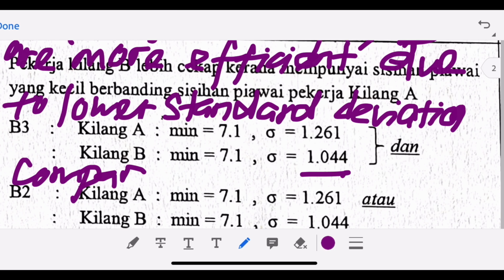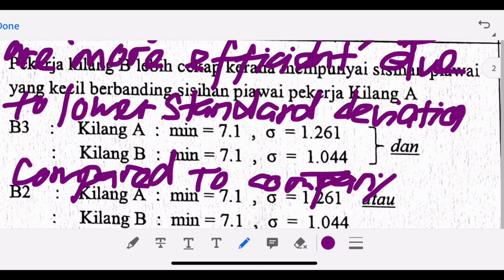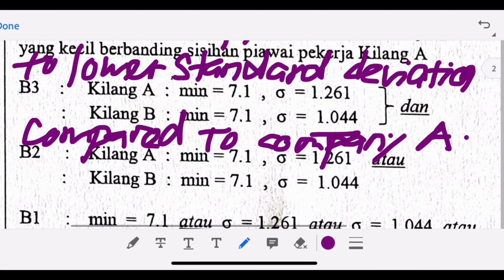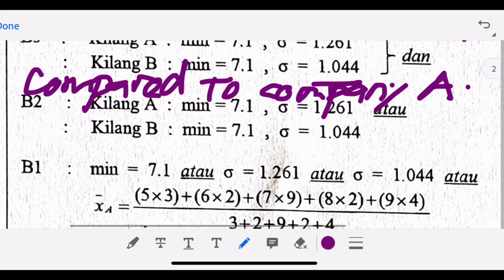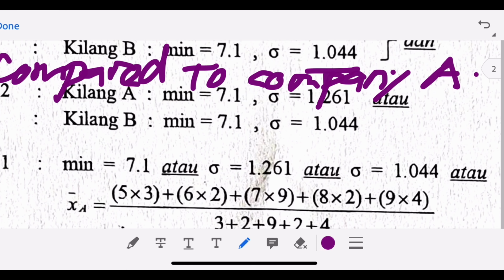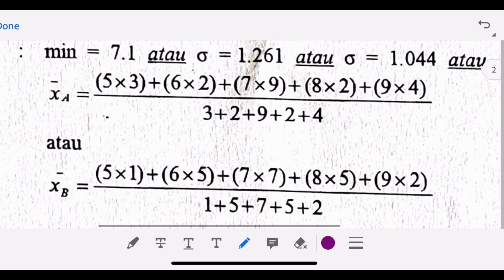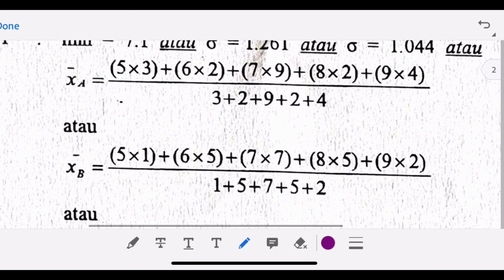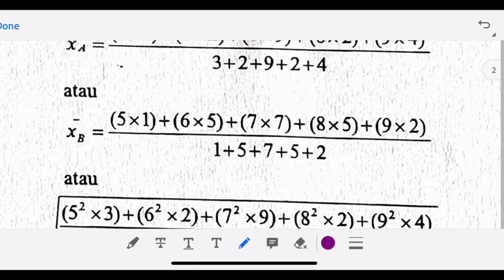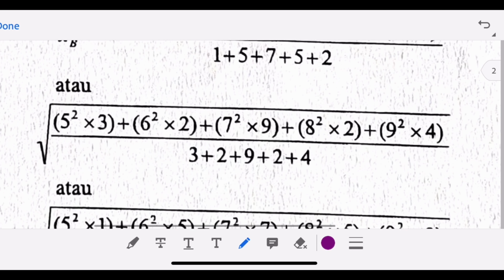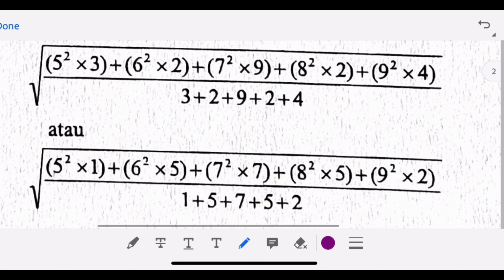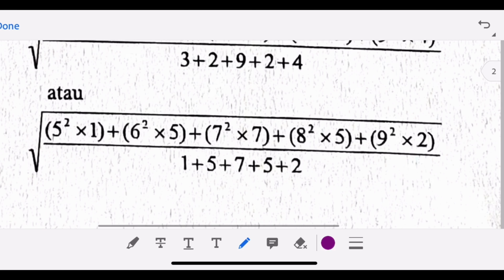Alright, so when you are asked to justify your answer, you have to write a sentence to support your answer, okay? So for this question, you have to show the step clearly, okay? You have to write the sentence to show the comparison between the two values of standard deviation. Okay, and then you have to choose a smaller value because the data is more consistent. Okay, this is how you find your mean for factory A and factory B, and this is how you find the standard deviation.